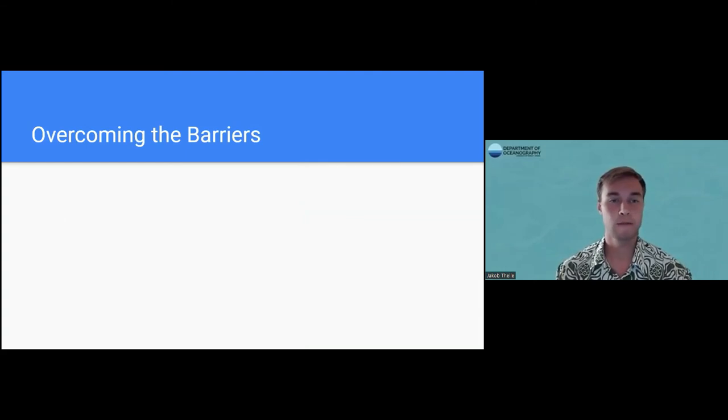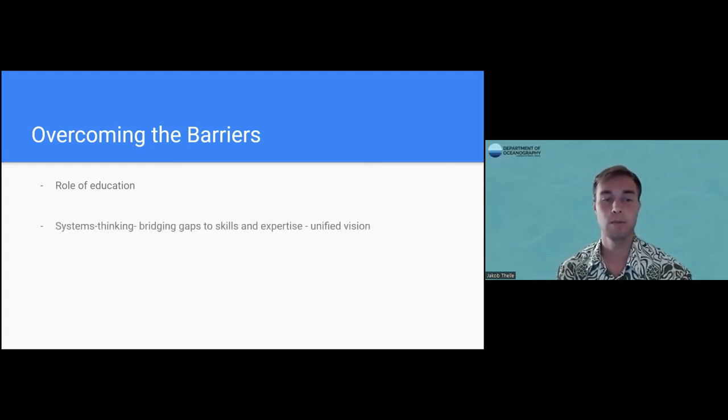And just to provide a couple of steps for overcoming the barriers, we have first the role of education. Lots of the interviewees expressed how the root of the issue is in the education system and how there's a lack of water being taught in classes, and how this can be used to provide more systems thinking, by thinking of water in the whole system, not just as something we drink or use, but something that is really important to everybody. By this, we can bridge gaps in skills and expertise to create a more unified vision, both for the public and for professional water managers across agencies and sectors, which is a really important point.